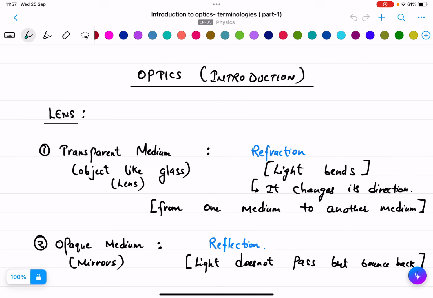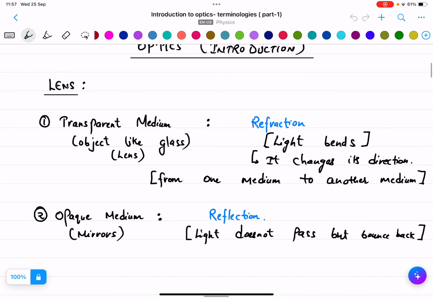Okay, class. So in this lecture, I'm going to discuss the optics introduction. Now, the first thing in optics is the lens and the mirrors. In the beginning, I will discuss all the lens examples with the image formation, and then in the next lectures, I will discuss the mirrors.